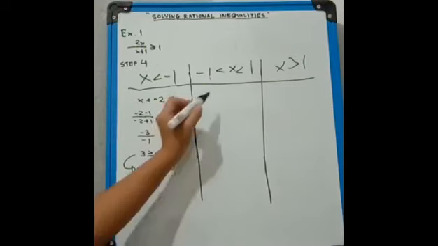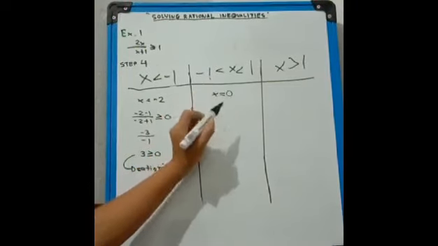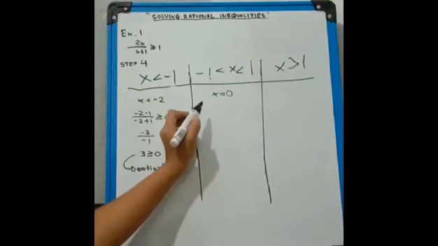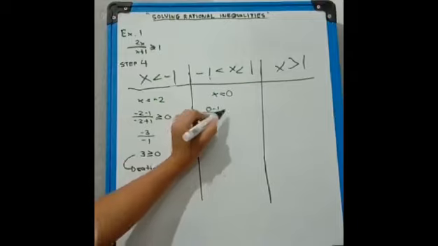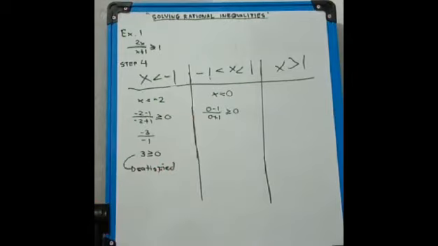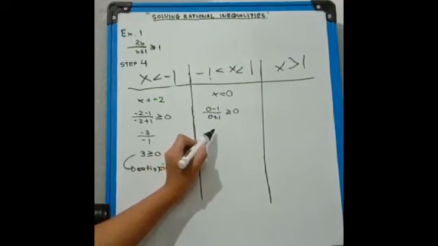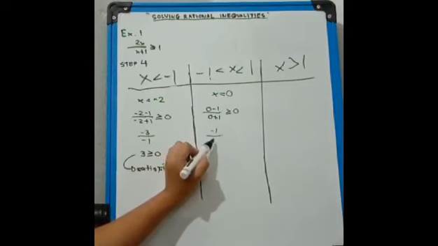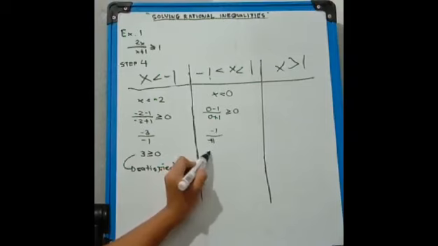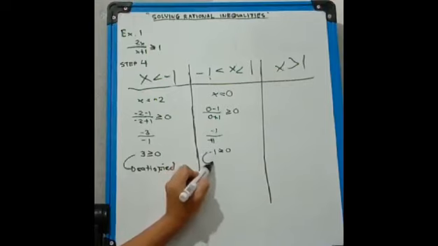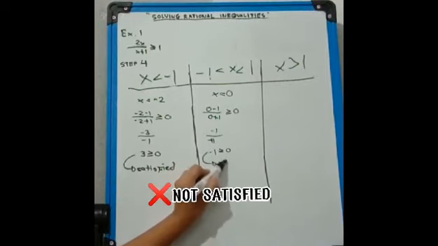In the second column, x equal to 0. Let's substitute 0 for x. So our fraction now is 0 minus 1 over 0 plus 1, greater than or equal to 0. 0 minus 1 is negative 1, and 0 plus 1 is positive 1. Negative 1 divided by positive 1 is equal to negative 1, which must be greater than or equal to 0. Since negative 1 is less than 0, it is not satisfied.